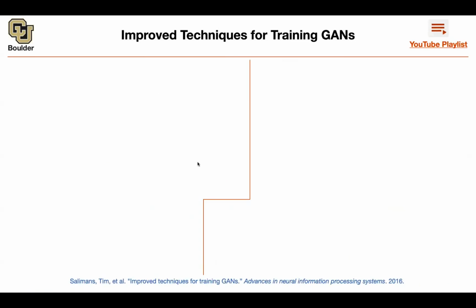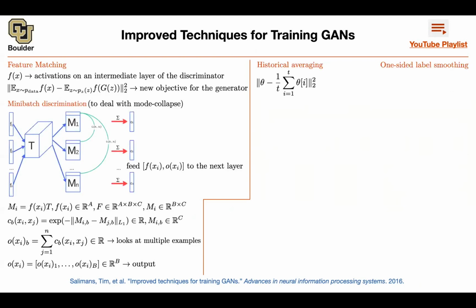The previous paper was about the architecture. This one is about techniques to train GANs. The videos are online, so I'm not going to spend too much time on this. I'm going to give you a brief overview, and then you can ask questions if there are any leftover questions. What are the ideas then?